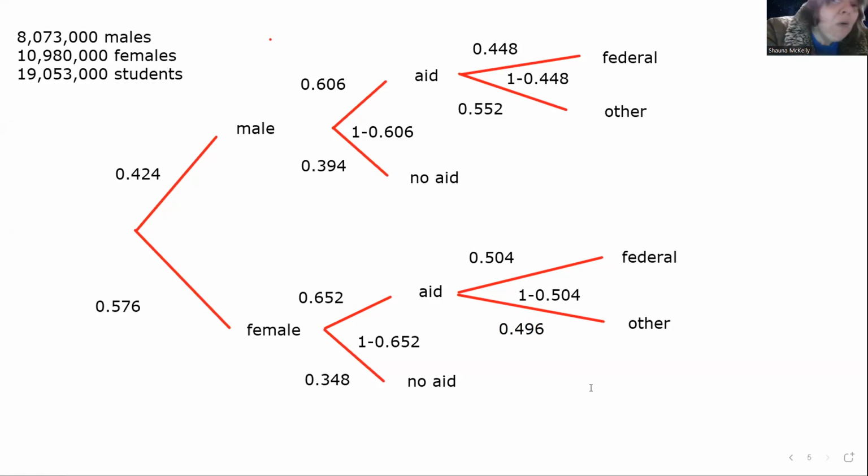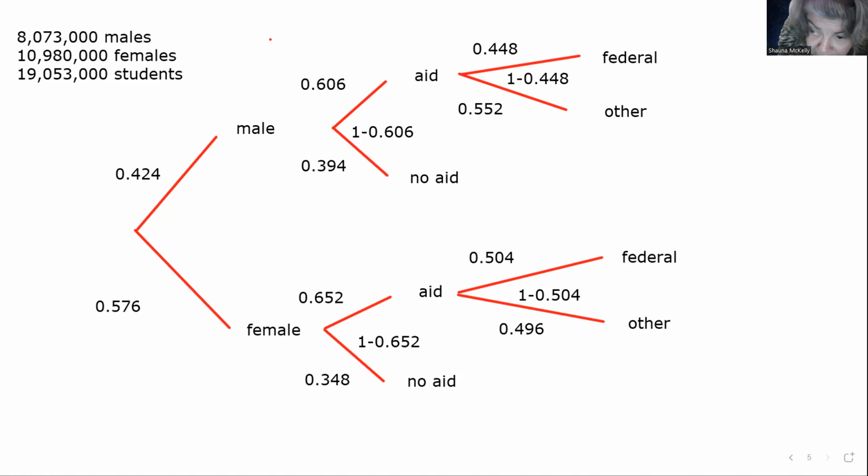Not always does every branch have little branches coming off of it, as in the case of no aid down here, right? So let's look back at the question.